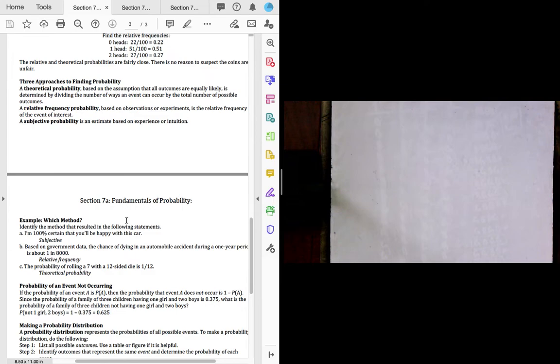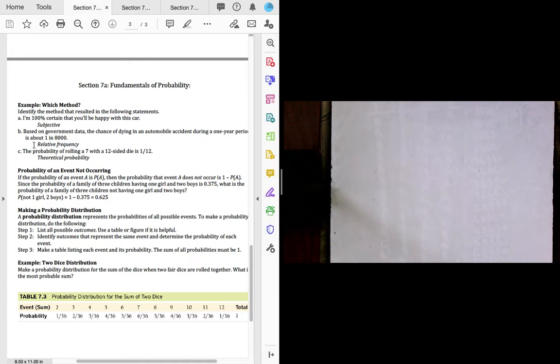So in the next part, we can talk about three approaches to finding probability. There's theoretical probability, which we just talked about. We want to look at all possible outcomes and then figure out what is the true probability of this happening. A relative frequency probability is just based on observations or experiments. It's not a true probability, it's just showing us how many times an event occurred based on how many times we observed it. Then lastly, there's subjective probability, which literally has no fact-based application in probability. It's just looking at things and, based on your experience or your intuition, you're just throwing numbers out there. It's subjective.